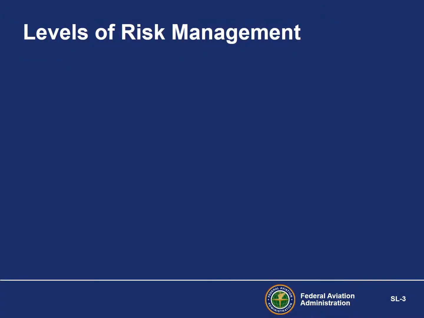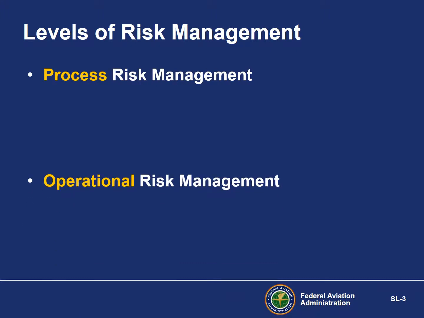Risk management is applied at 2 primary levels. The first is the process level, and the second is at the operational level. Process risk management has 3 main areas to consider. Policy, what needs to be done. Many risk decisions should be part of company policy, the result of careful deliberation about a broad range of situations. Policies convey to employees what they should do in various situations. For example, many operators prohibit circling approaches in instrument weather conditions.